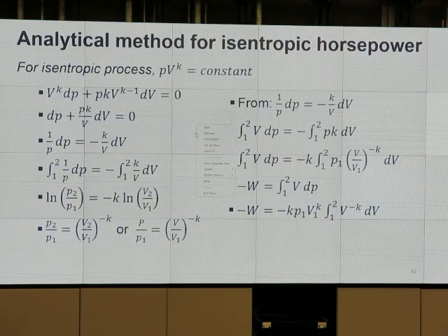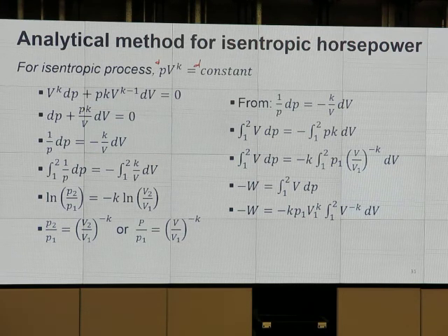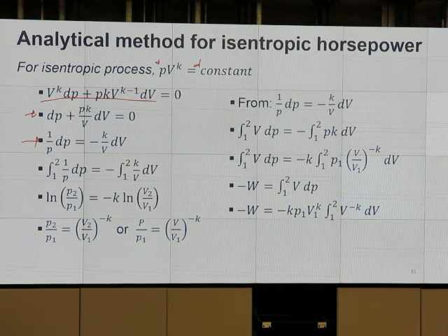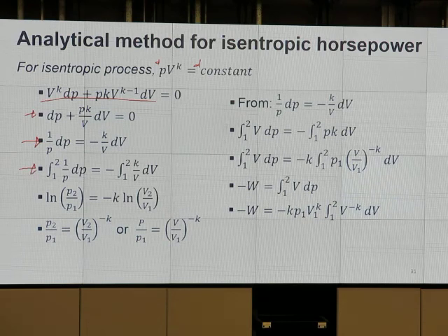So I take the derivative, put the operator d on both sides. d of A multiplied by B is A dB plus B dA, right? Divide the whole thing by V to the power of K. We get this equation. Rearrange it. Integrate it from condition 1 to condition 2 on both sides.